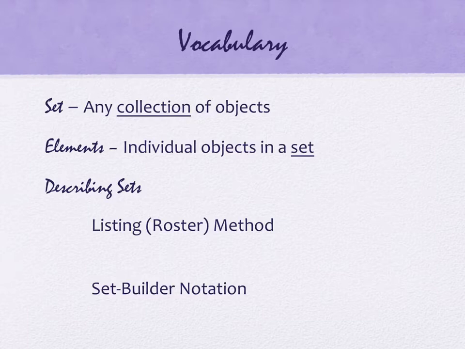So you can talk about a set of books. You can talk about a set of contacts in your phone. You can talk about a set of family members, like everybody who lives in your house. Any of those would be sets.